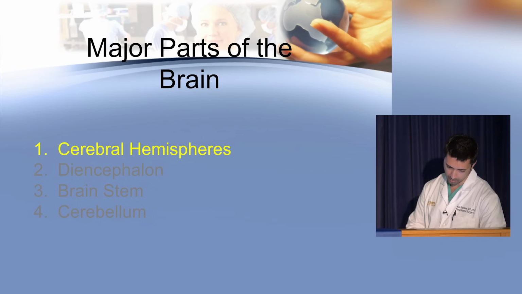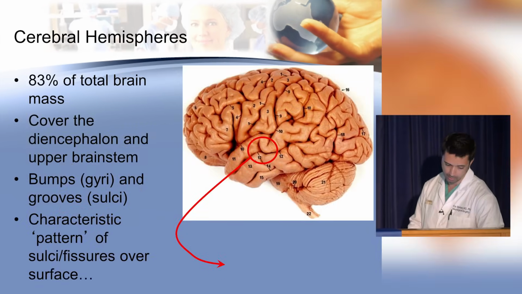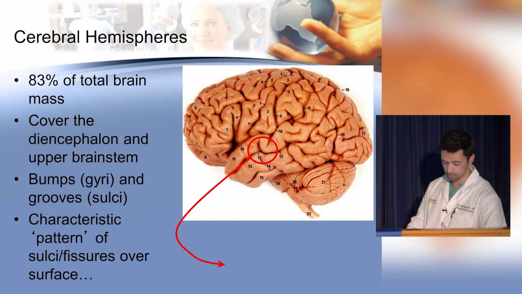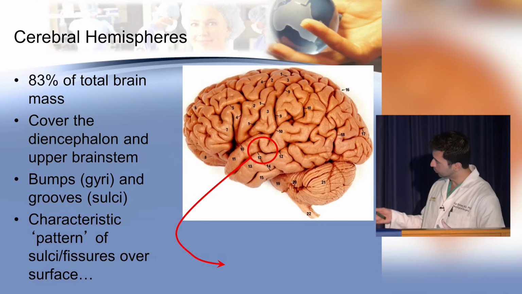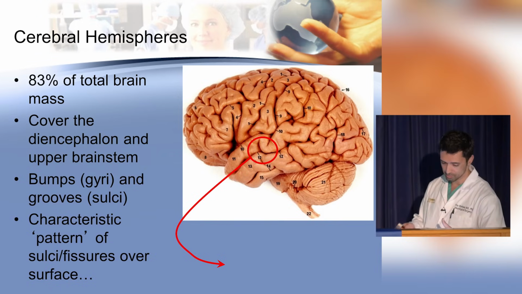Starting with the cerebral hemisphere, this really is the largest portion of the brain. It's about 83% of the total brain mass. It covers the diencephalon, it covers the midbrain, it sits above the cerebellum, and at first glance it looks like a random pattern of gyri and sulci, but as we know, there is a very unique characteristic pattern here that allows us to identify different regions of the brain and different functional areas.